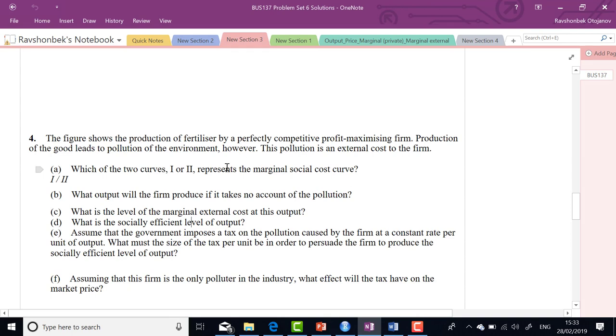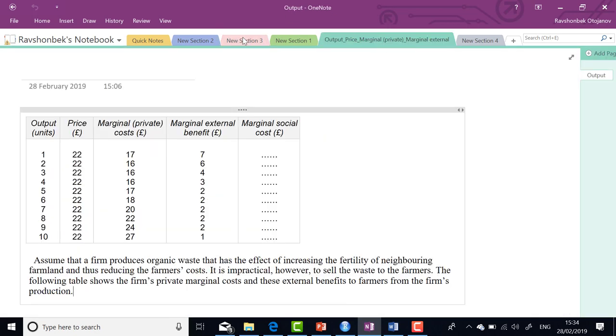And F, assuming that this firm is the only polluter in the industry, what effect will the tax have on the market price? What do you think? Guys, speak up please, everyone. Sorry, say it again? Decrease. Well, you just saw that the price is increasing there. Remember, shifting the marginal cost backwards means higher cost per unit, and that means higher price.